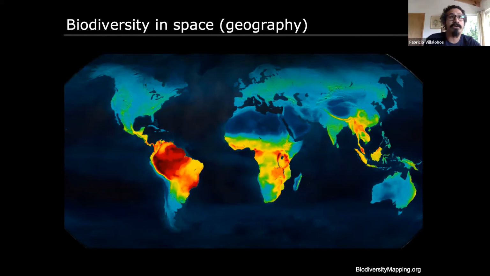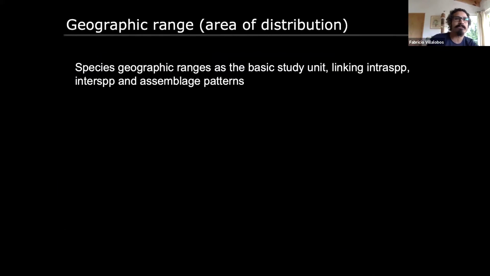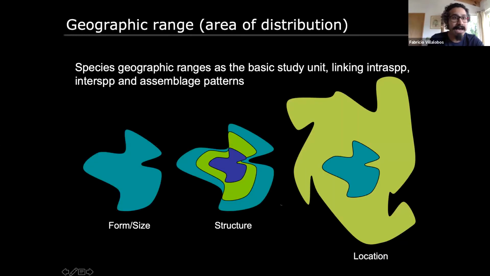So we need to focus on the particular unit of study, which is the distribution of the species, right? We would like to study the distribution of the species and use it as a study unit to link interspecific patterns or whole assemblage patterns, considering particular biotas or particular regions or the whole planet, right? And we can study the area of distribution by looking at the form or the size of the distribution.